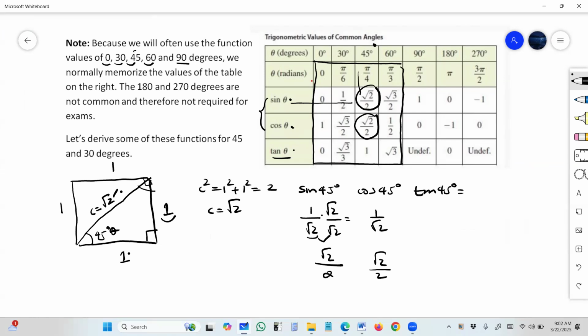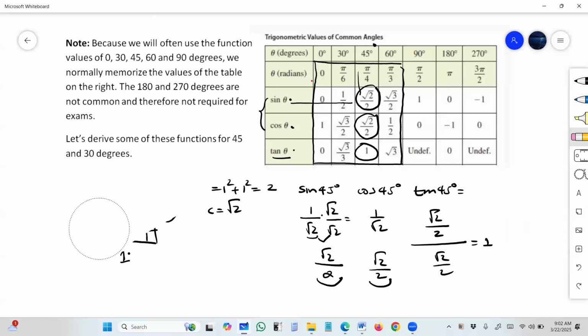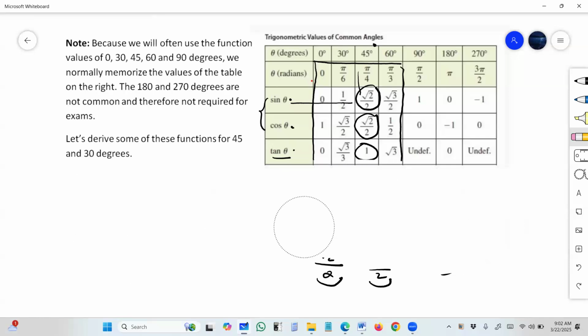And let's do tangent of 45. Tangent of 45 is sine over cosine. So radical 2 over 2 over radical 2 over 2, obviously it's 1. So there you have it. And then you can find the other 3 trigonometric functions using the reciprocal identity. Now, what if I wanted to do the 30 or 60 degrees? Let me show you how that's done.